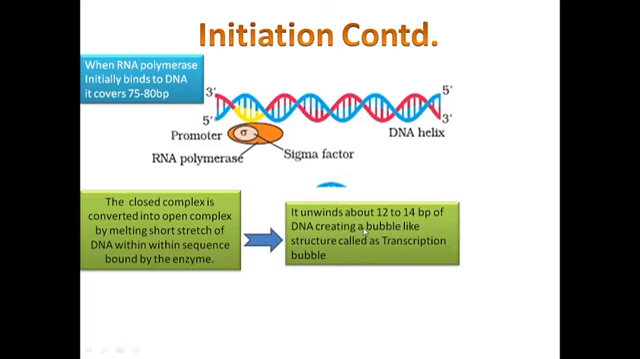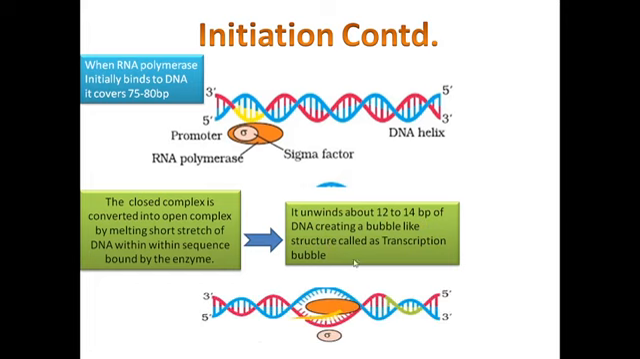It unwinds about 12 to 14 base pairs of DNA, creating a bubble-like structure which we call the transcription bubble. Here in this picture, you can see that the RNA polymerase ventures through this DNA, breaks the hydrogen bonds using its helicase activity, and a bubble-like structure is formed which we call the transcription bubble.